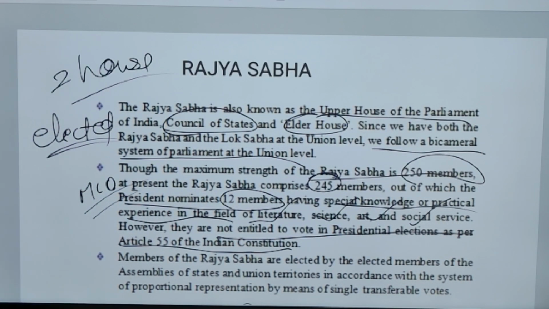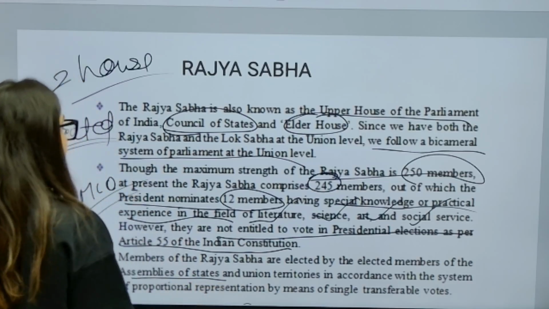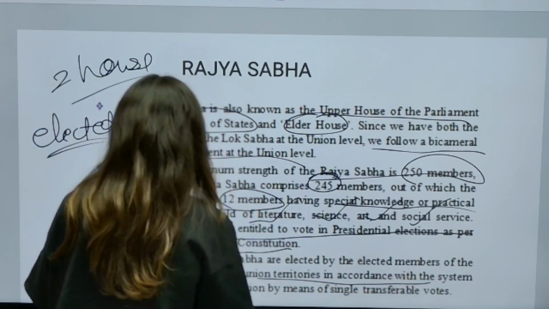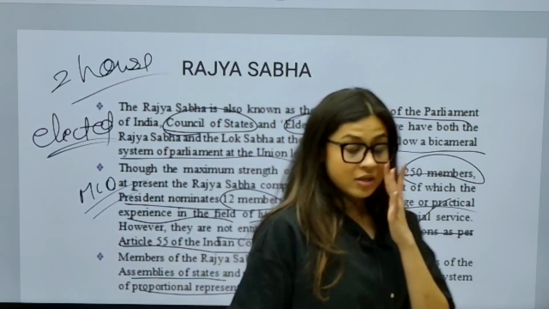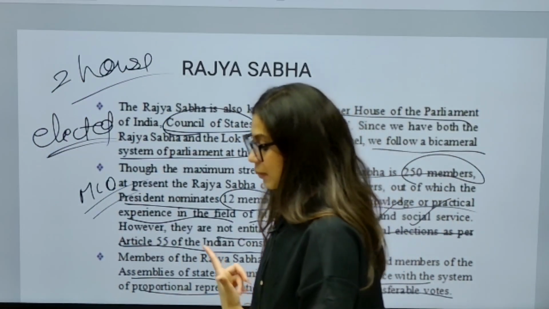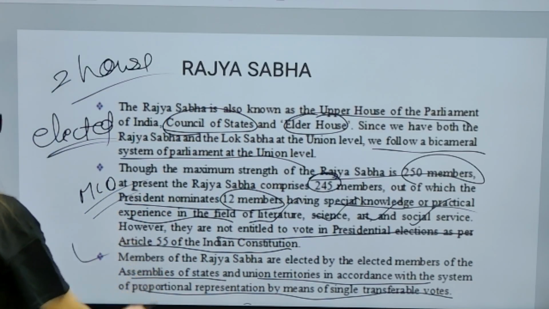So members of Rajya Sabha are elected by the assemblies of the state and union territories in accordance with the proportional representation system by single transferable vote. As I said, Rajya Sabha members are indirectly elected. These are not directly elected. How are they elected? By MLAs.